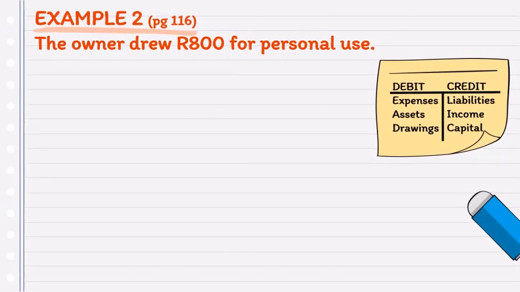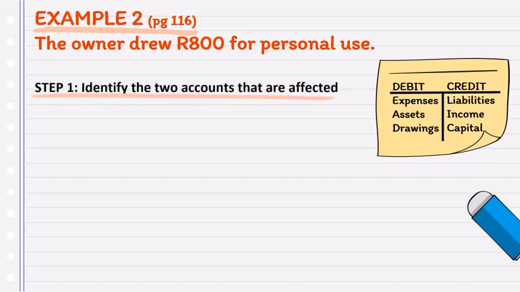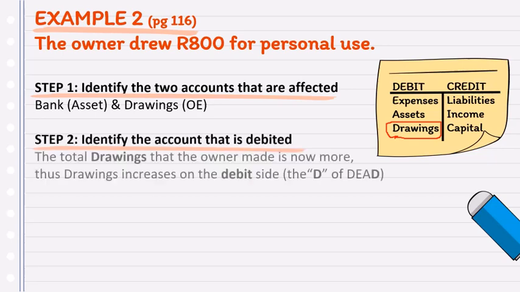The next example said the owner drew 800 Rand for personal use. So we have to identify the two accounts. We know that bank is always one of the two accounts. And remember, whenever the owner takes something for himself, it's drawings. So we've got bank and drawings. You will notice that drawings is the D of debt. And in this case, drawings increases because now the owner took more money for himself. So the account that is debited is drawings.